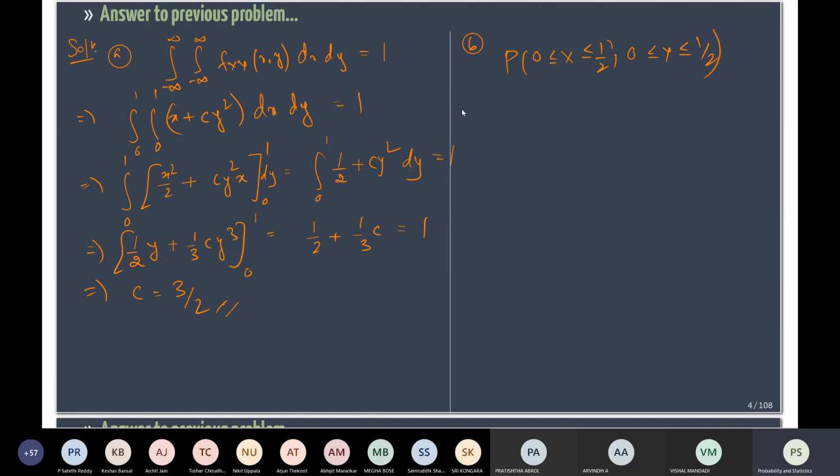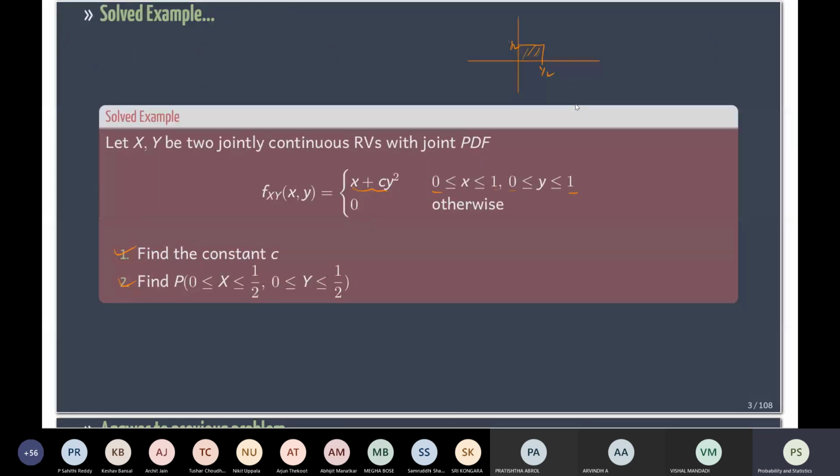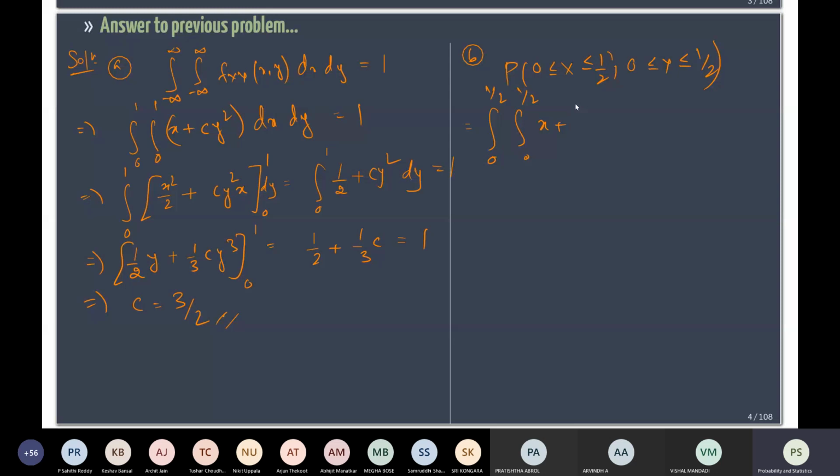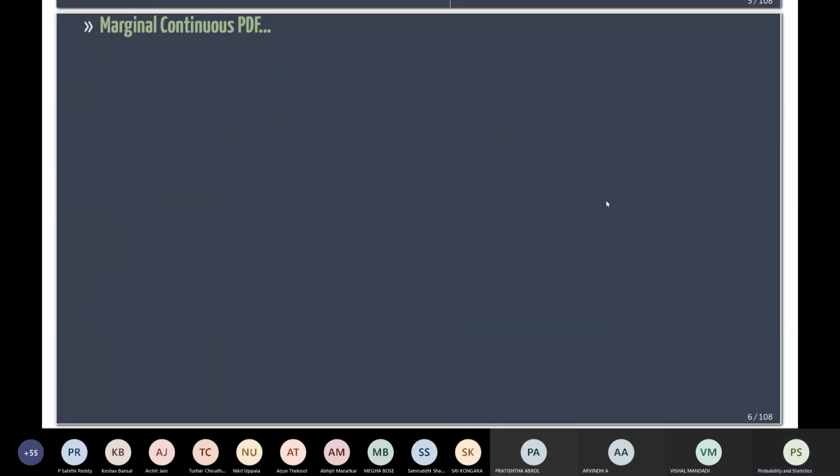Then we have to put the limits of the integration 0 to half, and here again 0 to half, and then x plus c. We computed c as 3 by 2, so x plus 3 by 2 y square, dx dy. Okay, and it's a matter of just doing this. So you can complete this, right?